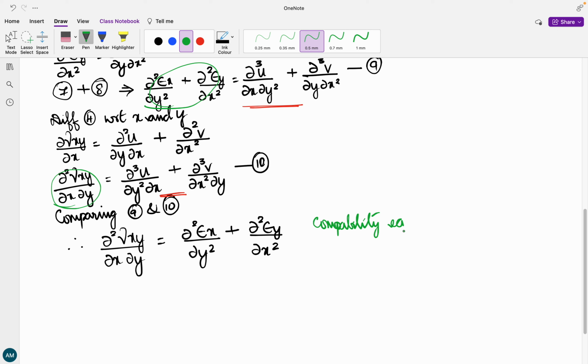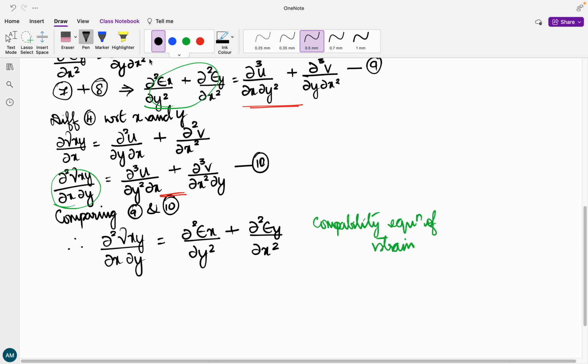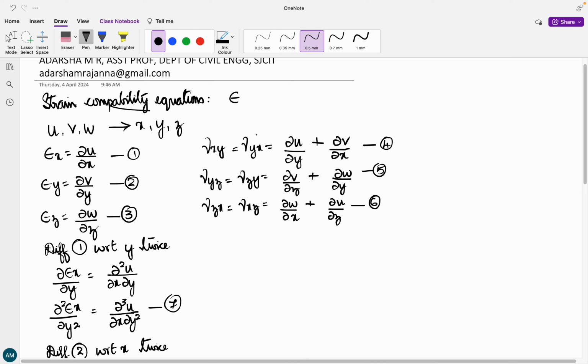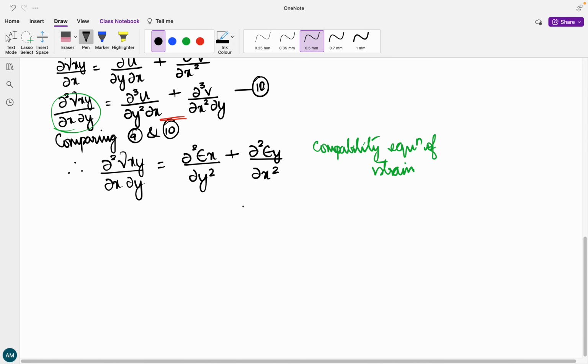Compatibility equation of strain. We have just considered three equations over here. That is equation 1, 2, 4. Similarly, if you consider 2, 3, 5, you'll get one more equation. And then 3, 1, 6, you'll be getting one more equation. I can just generalize it and write it as similarly. I'll show you the trend.